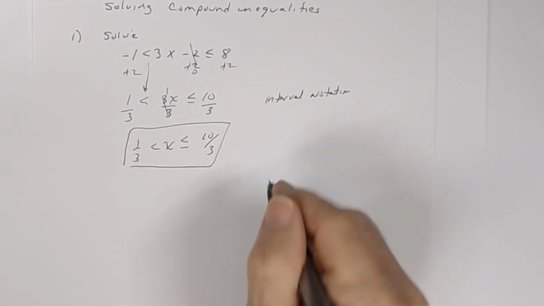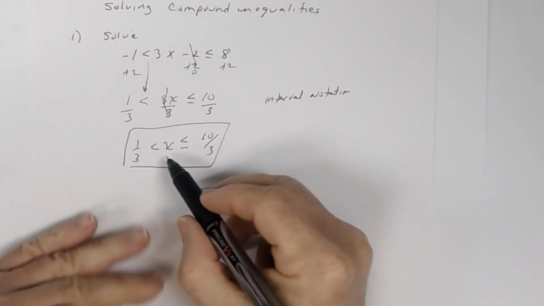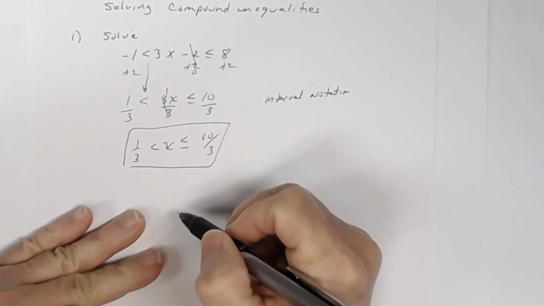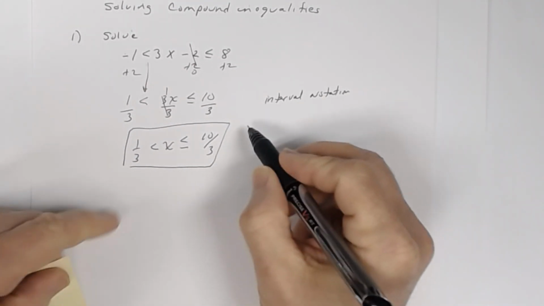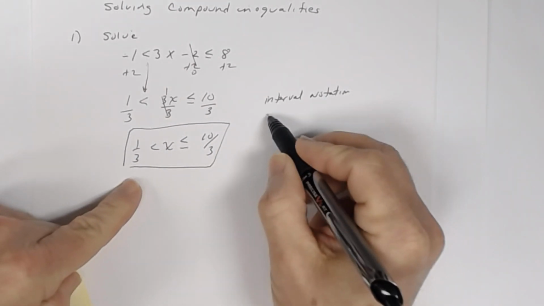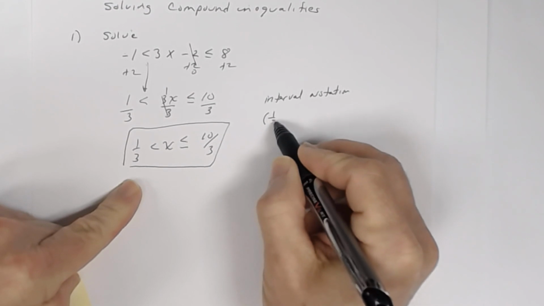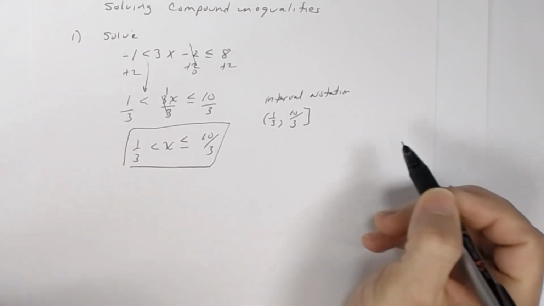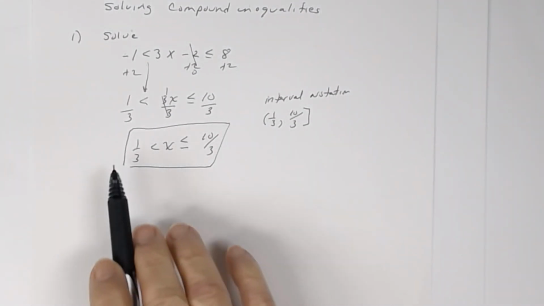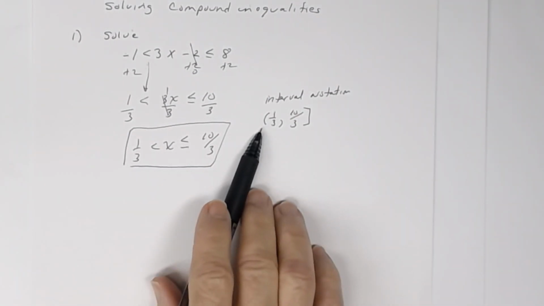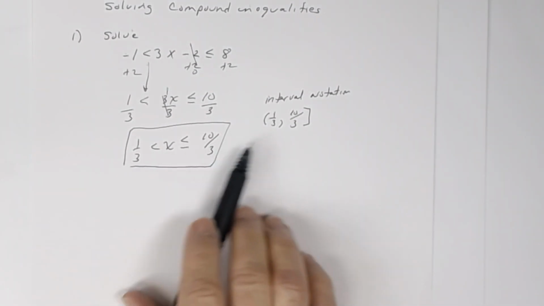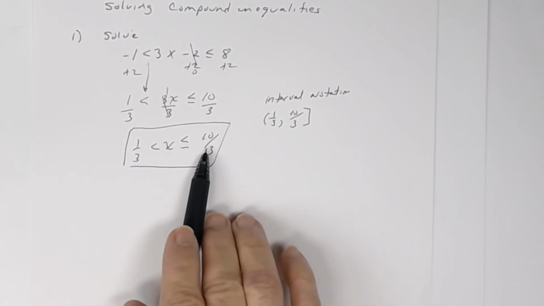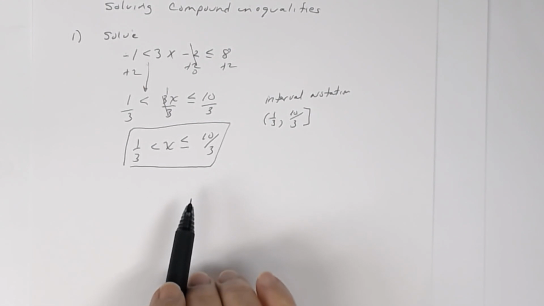And how you're going to do this is this. Remember, if there's no equal sign, you use parentheses. If there's an equal sign, you use brackets. So you're going to say parenthesis, 1/3, comma, and then 10/3 with a bracket. Remember, there's no equal sign here, so parenthesis. There's an equal sign here, bracket, and so your solutions are between 1/3 and 10/3. So that's the interval notation.